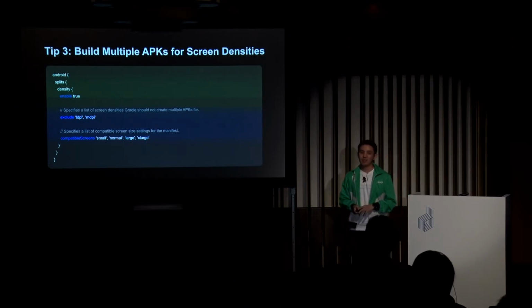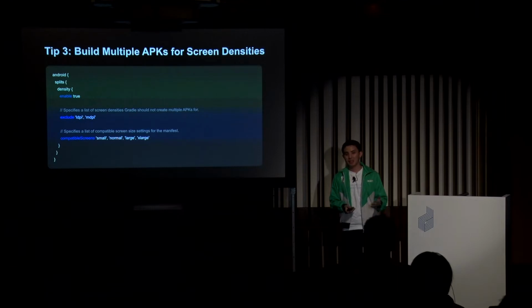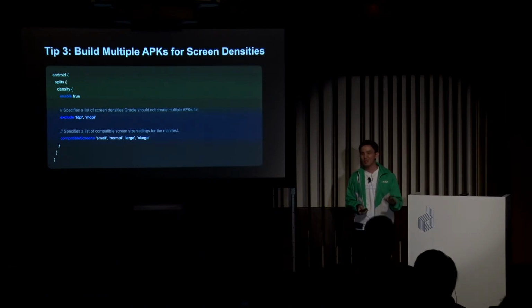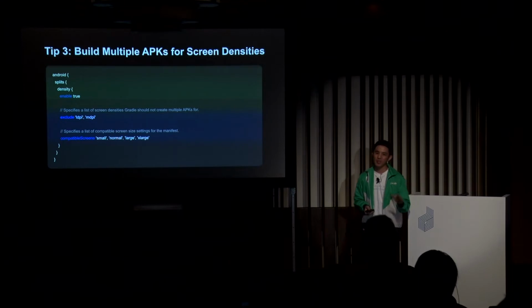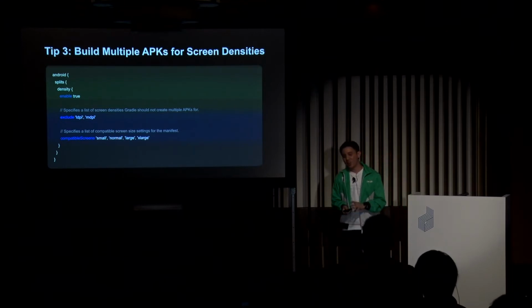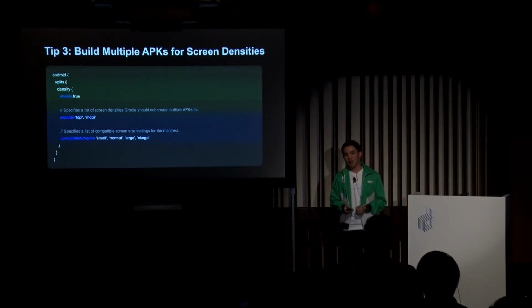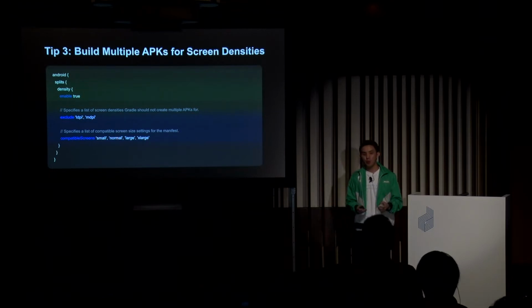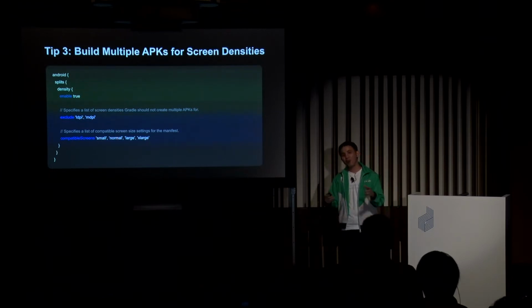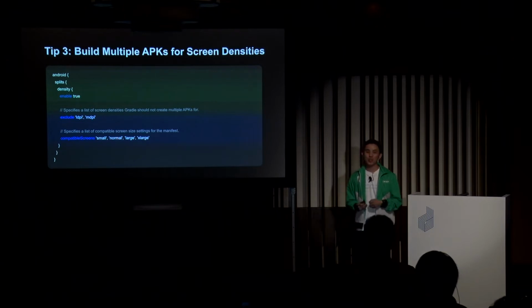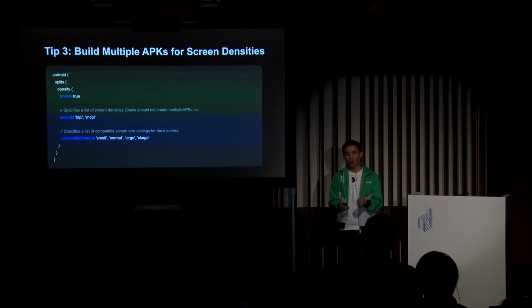Maybe you don't want to support low density right now because I think it's hard to find low screen density in the Android market right now. You can exclude it in the Gradle file. After that, when you build your APK, Android Studio will build multiple APKs for you. You just grab all of these and upload them to Google Play. When your user downloads your app, Google Play will serve only the screen density that fits your user's device.